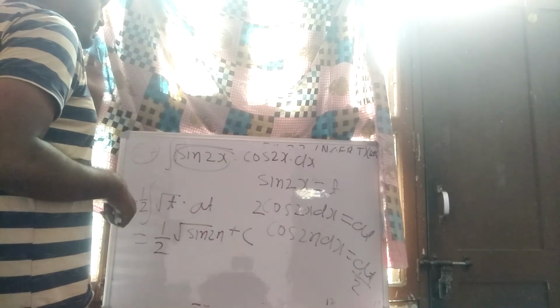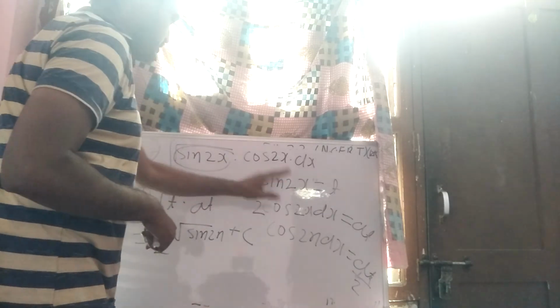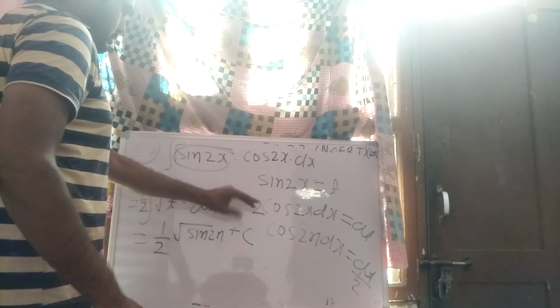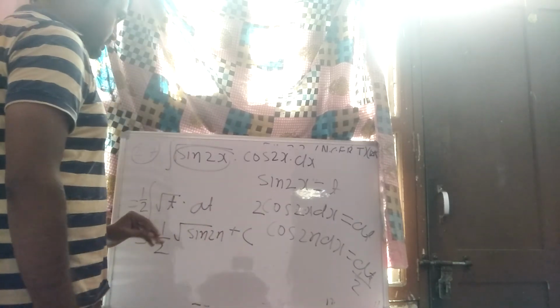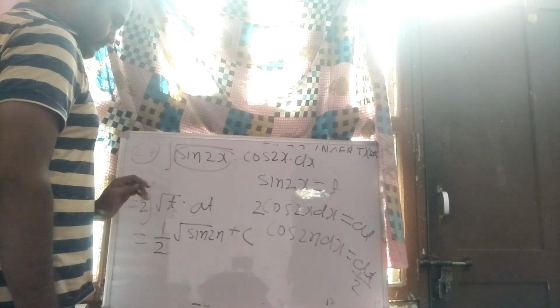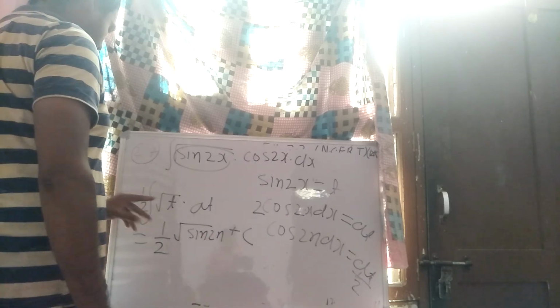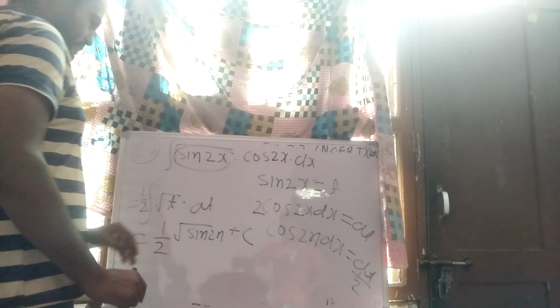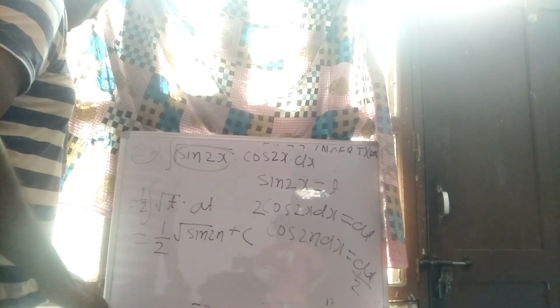We have to check and explain. The question is root sin 2x into cos 2x into dx. We also substitute sin 2x equal to t. So 2 cos 2x into dx equal to dt, and cos 2x into dx equal to dt upon 2, and this is half root t into dt, and we also substitute, so 2 sin 2x plus c.